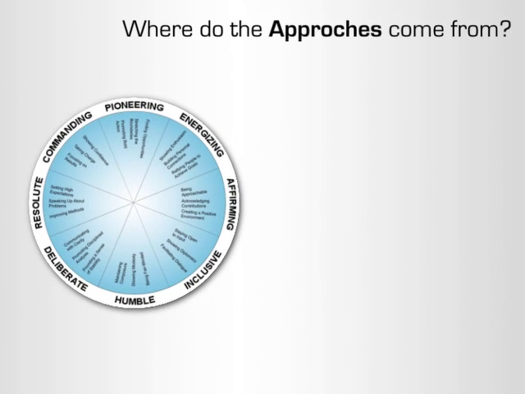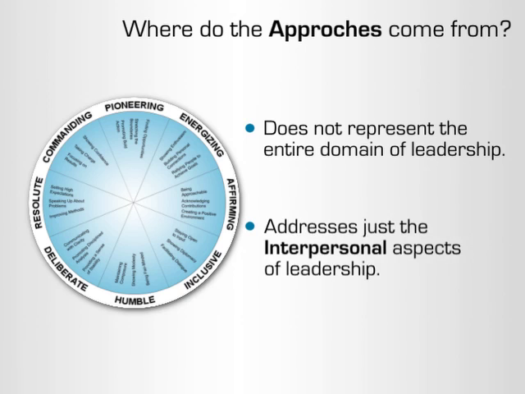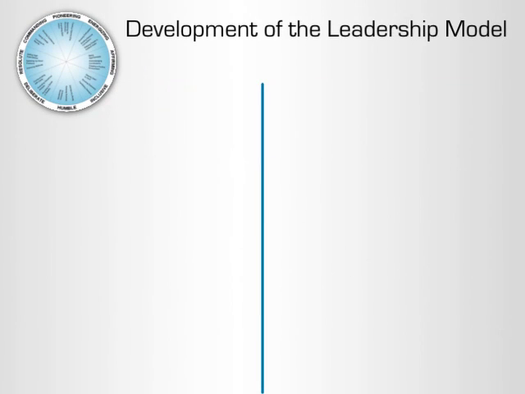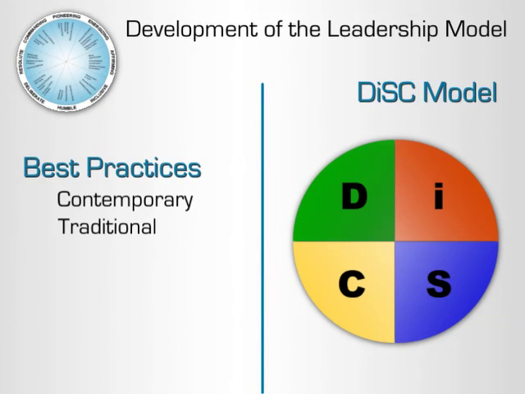Where do these practices come from? And it's important to note that this is not intending to cover the entire domain of leadership. Things like intelligence or honesty or character or even job knowledge are not included in here. This is just addressing the interpersonal aspects of leadership. And the development of this model was actually approached in 2 different ways. There was one direction we were coming at it in terms of the DISC model and what does DISC have to say about leadership. The second angle, and perhaps even more important, is what are the contemporary and traditional best practices in leadership? What do the experts have to say?